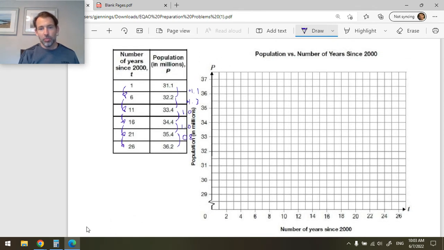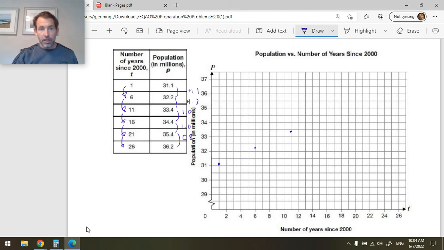So we would want to plot all of this on the graph. Here's the 1 year, and so there we would put 31.1. You're going to need to find the line of best fit. You're going to need to draw your graph, and then find the equation of the line you draw. 32.2, and that's in the year 6. So thereabouts. I drew it slightly high, but who's counting? 33.4 in the year 11. There's 33.5, so it's a little lower than that. 33.4.